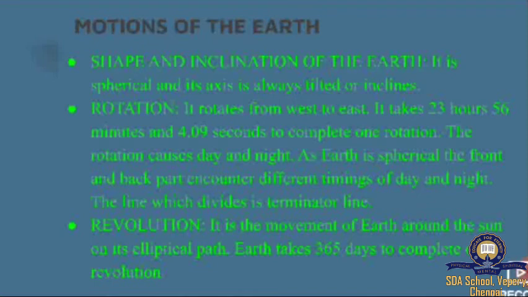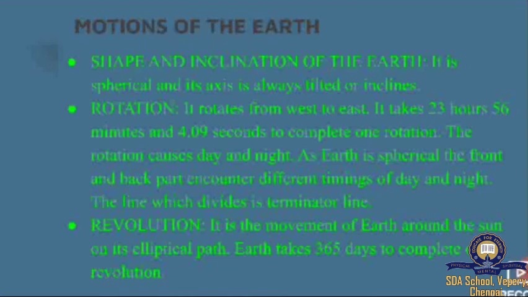First, let's look at the shape and the inclination of the Earth. The shape of the Earth is spherical, and its axis is always tilted or inclined. Rotation. The Earth rotates from west to east, and it's believed that it takes almost 23 hours, 56 minutes, and 4.9 seconds to complete one rotation.